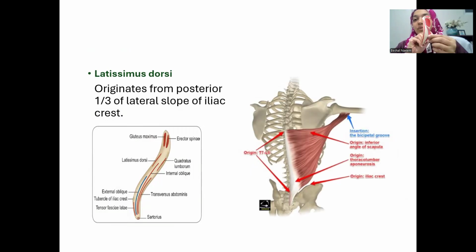So in the front we did the external oblique, the internal oblique, the rectus abdominis and the tensor fascia lata. Now we're coming to the posterior one third of the lateral slope, and we're talking about the latissimus dorsi now. Okay, so the latissimus dorsi comes off from the posterior one third of the lateral slope. So this is your latissimus dorsi. Can you see this?